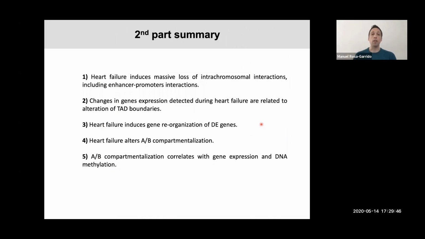As a summary of the second part, we can say that heart failure induces massive loss of interchromosomal interactions, including enhancer-promoter interactions. We can also say that changes in gene expression detected during heart failure are related to alteration of TAD boundaries. I also showed you that heart failure induces reorganization of differentially expressed genes, and that heart failure alters AB compartmentalization. Finally, we also saw that AB compartmentalization correlates with gene expression and DNA methylation.